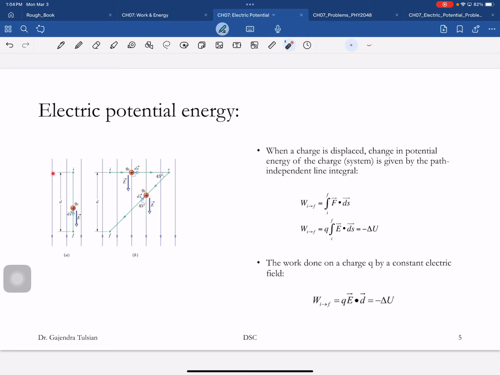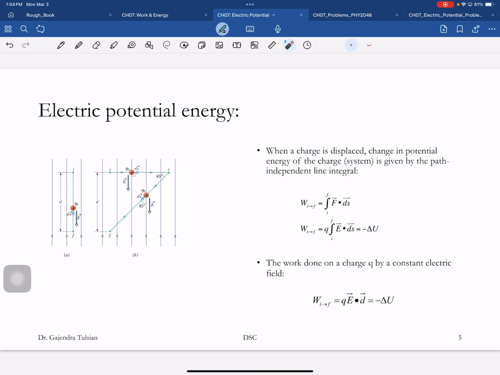Okay, so here's the constant electric field. I'll show you, we'll take a positive charge from this initial point to that point, and there's one path here, and we'll take that charge along this path as well. So what are we trying to prove? That the work done along this path should equal the work done along this path.